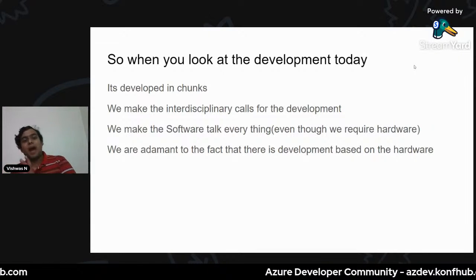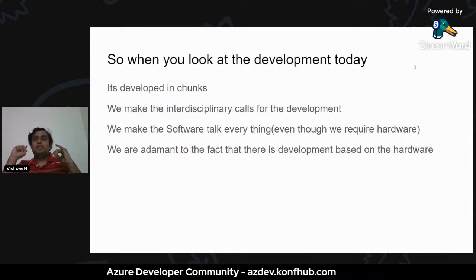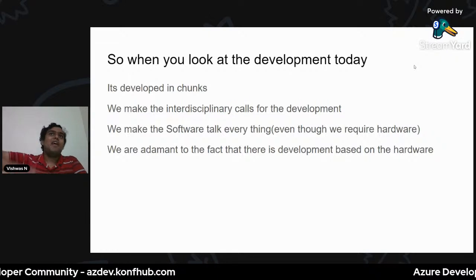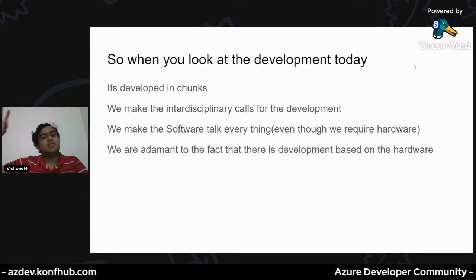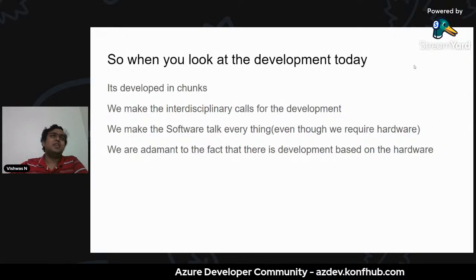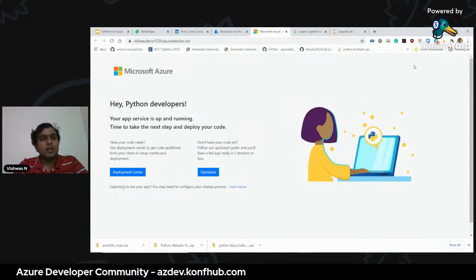And we are adamant to the fact that the development is based on the hardware. Like if you're a deep learning engineer, you use GPUs. If you are a data scientist, you still use GPUs, no matter what. And there are some edge deployments and things like that. There are ways in which you can go through it.